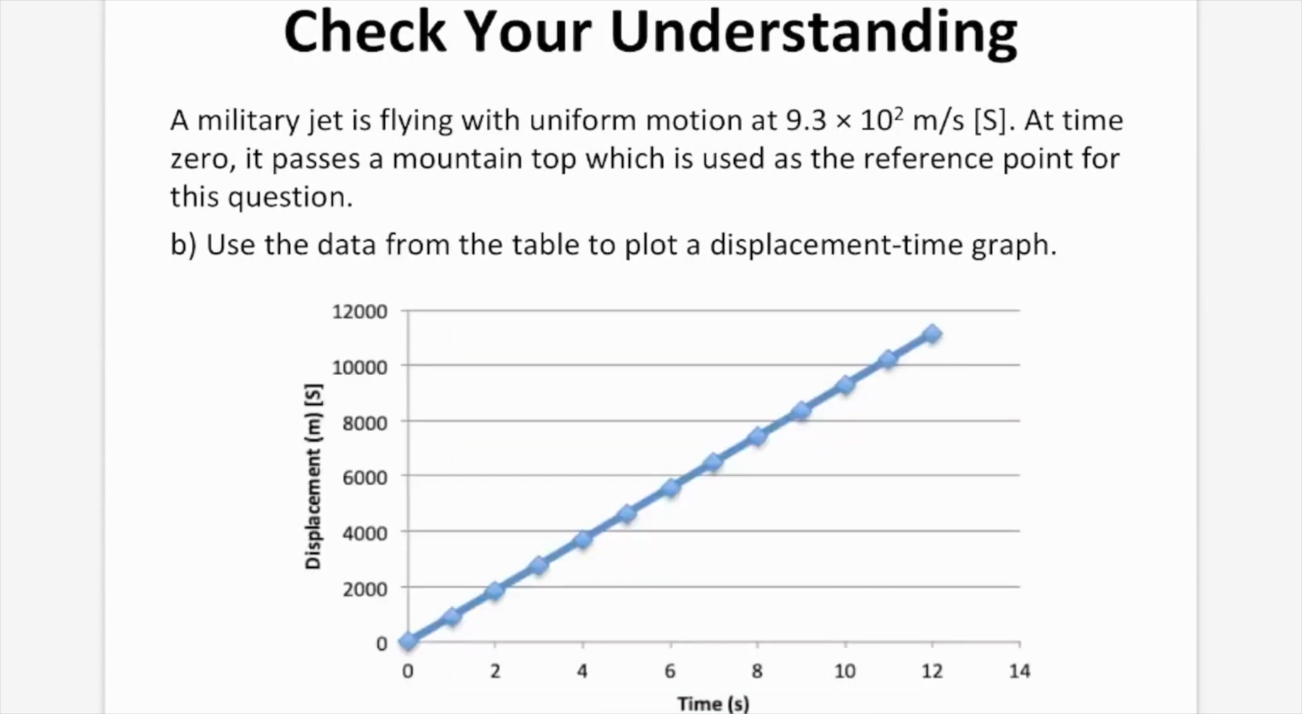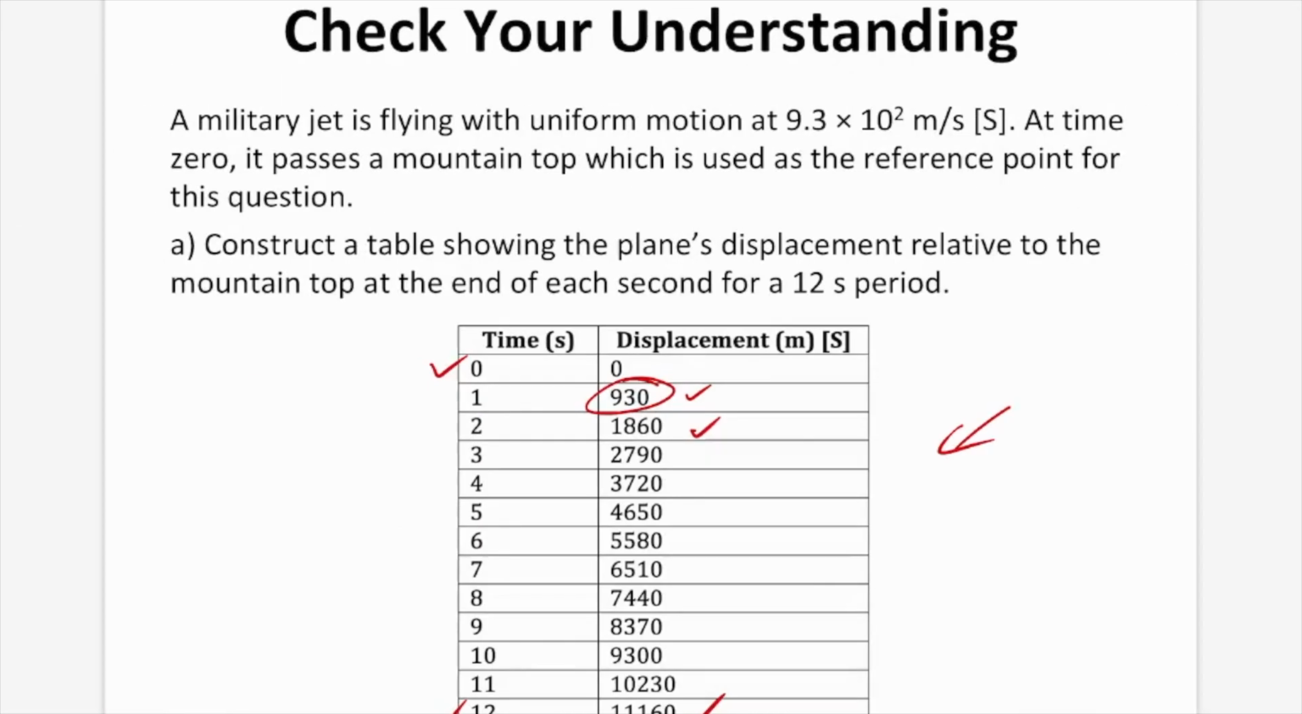So here's our displacement time graph. We're going south, so make sure you have south in your title. Time is along the x-axis, and you can see how we go up by time of 1 second, we get an increase of 930. Every time we go up by a second, we increase our displacement by 930 meters. After 2 seconds, we're just under 2,000, and so on, and it's going to relate exactly to our table.